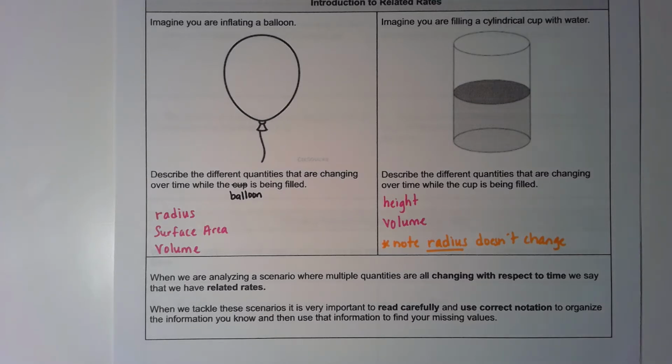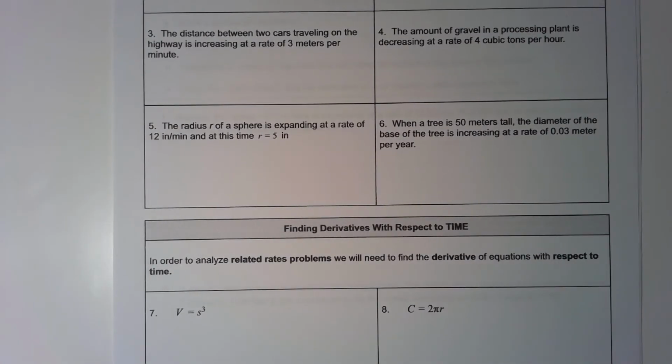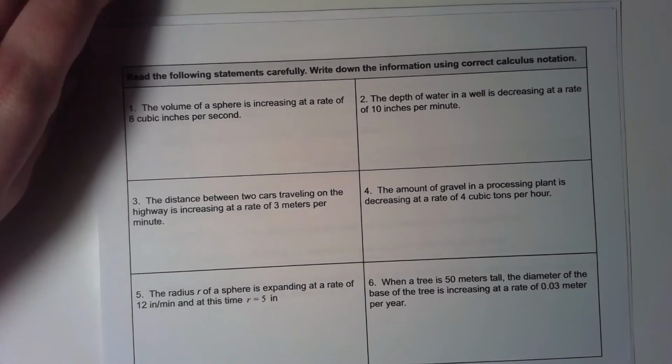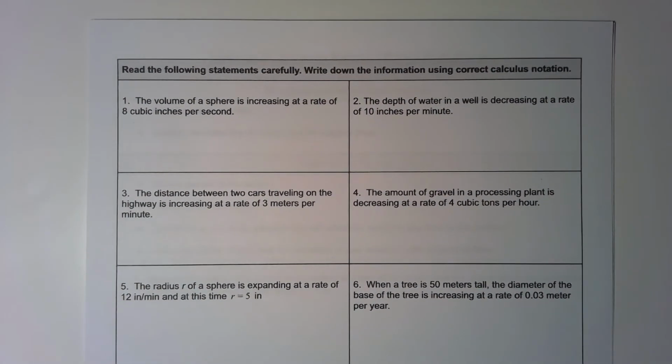When we tackle these scenarios, it's very important to read carefully and use correct notation to organize your information that you know and then use that information to find your missing values. So we're going to be reading complicated, kind of wordy scenarios, and it's going to be really important to make sure that you organize your work and show your work neatly to keep track of all of the lots of information that you're given in the instructions. Today, what we're going to do is we're going to practice just reading and finding information. So first, we're going to read these statements carefully, and then we're going to write down whatever information we can find using correct calculus notation.